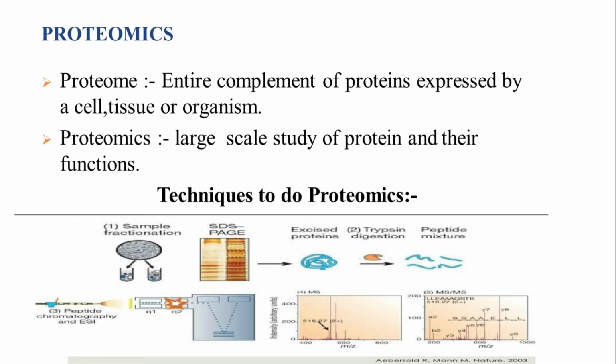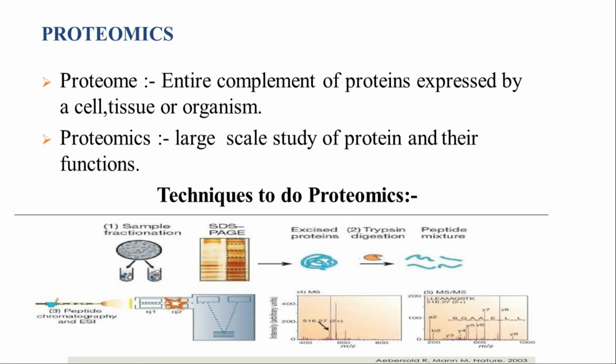Next are the techniques to do proteomics. As I showed in a previous slide how we proceed for genomics, here is how we proceed for proteomics. First is sample fractionation. We separate the parts of the sample according to their properties, chemical nature, or density. This is called fractionation. Then we apply it on SDS-PAGE, and then the proteins are excised, removed from the sample.